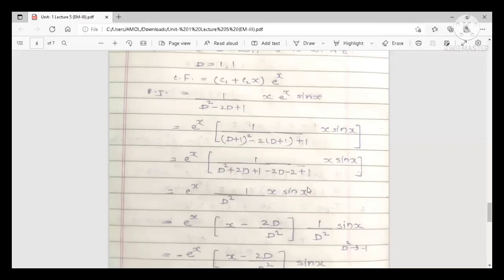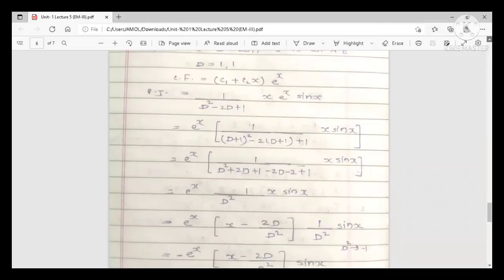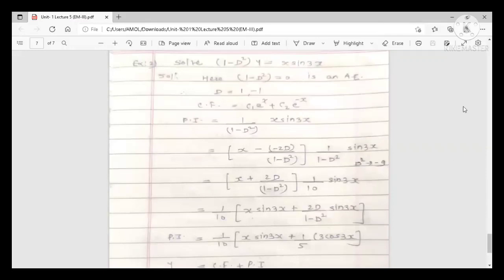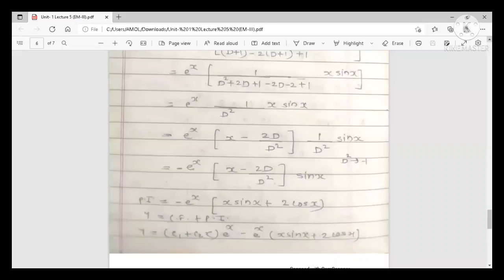So now you solve for x into sin x. X into sin x means it is now the case 6, x into v case. Now solve for x into v. So the formula is here for x into v. For x into v case, the formula is x minus phi dash of d upon phi of d, bracket complete, into 1 upon phi of d into v. So we are using this formula here because the case is x into v.